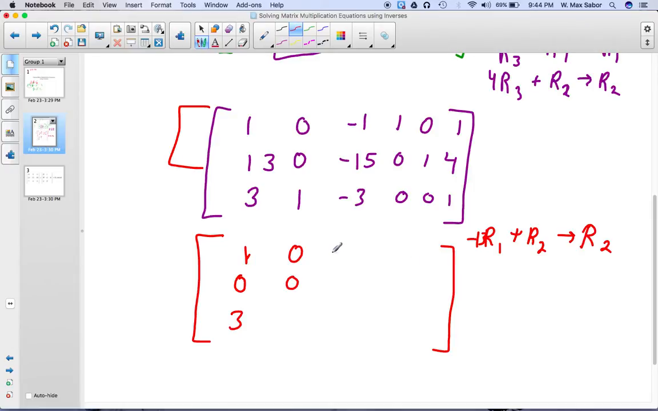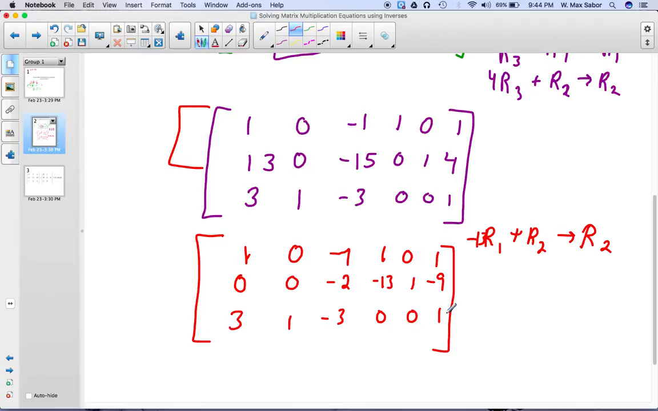I'm going to fill out the rest. I did not change anything about the first row. I'm doing negative 13 times this is positive 13, minus 15 is going to be negative 2. We have negative 13, 1, and negative 9. And 1, negative 3, 0, 0, 1.